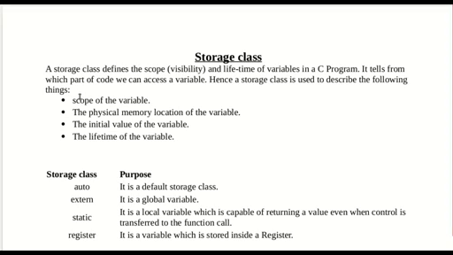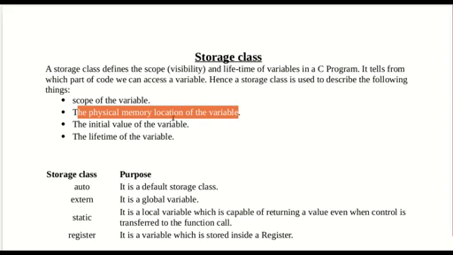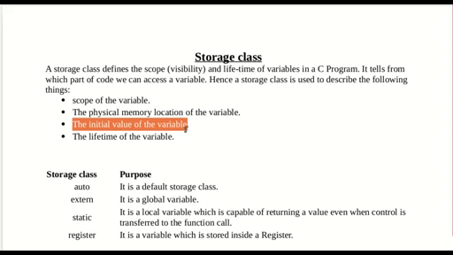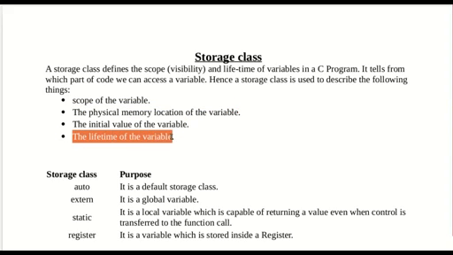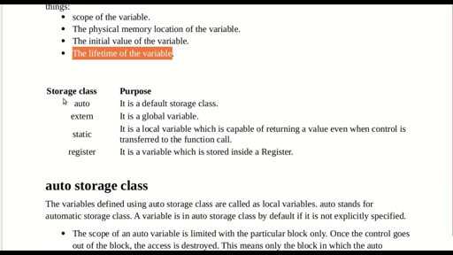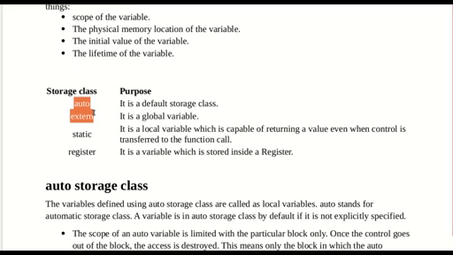We can say it actually defines the scope of the variable, the physical memory location of the variable, the initial value of the variable, and the lifetime of the variable. So these are the things that can be defined using a storage class. And in C, we have four types of storage class. They are auto storage class, external storage class, static storage class, and register storage class.